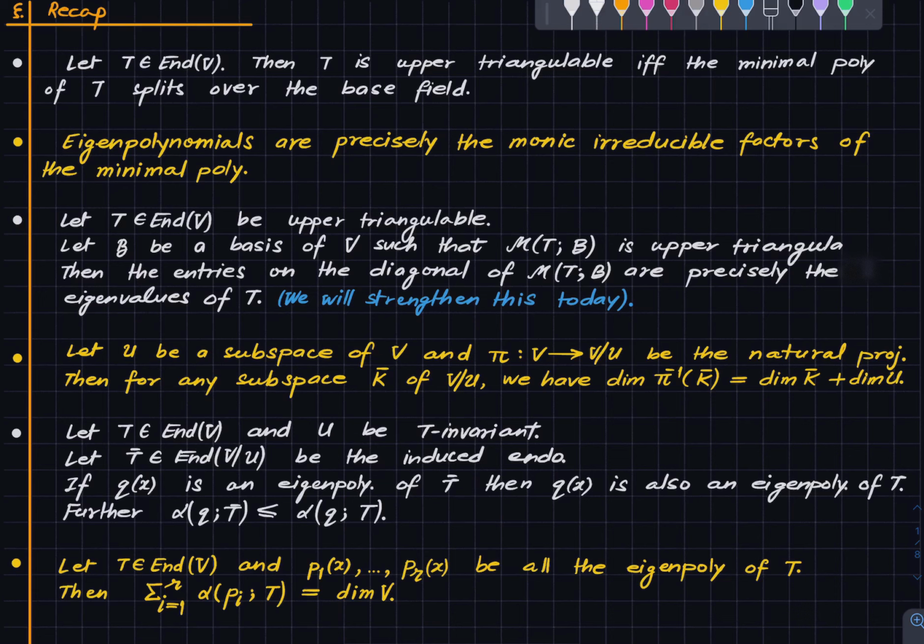So we have previously shown that if we have an upper triangulable endomorphism and we have a basis which witnesses the upper triangulability of the endomorphism, then the entries on the diagonal of this matrix are precisely the eigenvalues of the endomorphism. We will strengthen this fact today. So that will be sort of the goal of this lecture. And this is a very, very concrete thing that we are going to do.